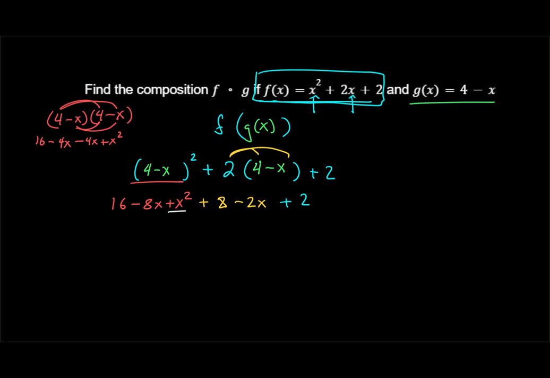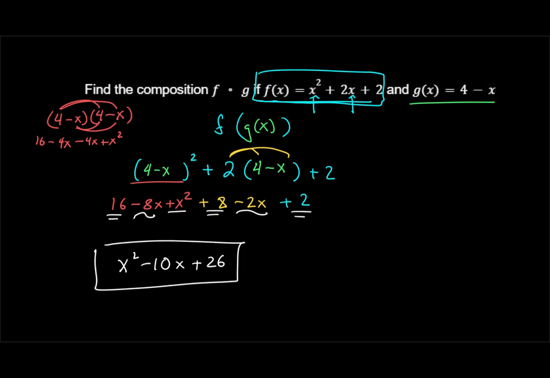So our highest power is x squared. Then our x's, so we have negative 8 minus 2 is negative 10x. And then we have just our coefficients, so 16 plus 8 is 24, plus another 2 is 26. And you can see on like this, the first one, this one came out to be something different and not the identity function, which is fine. This happens more often than the identity function comes about.